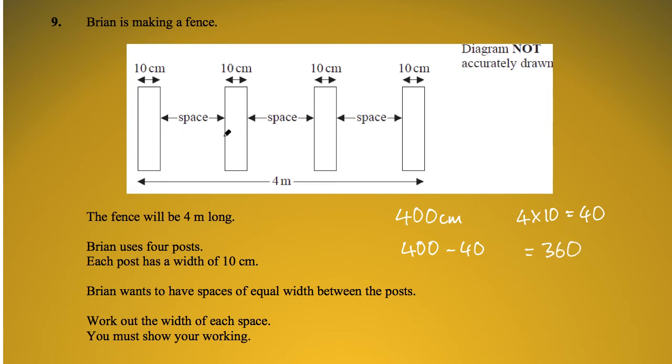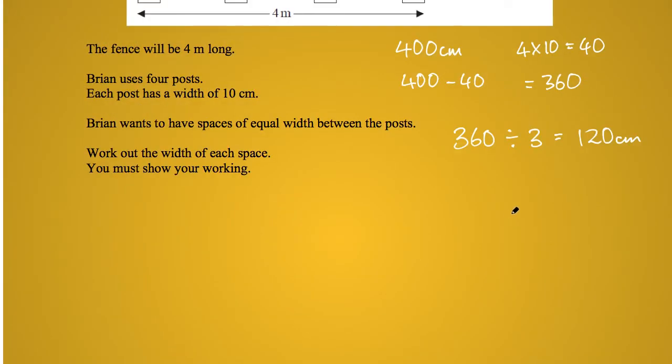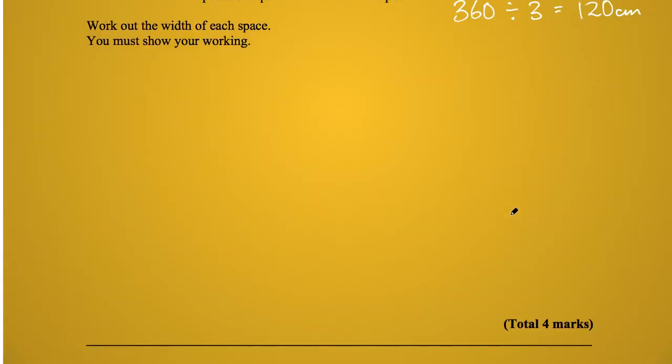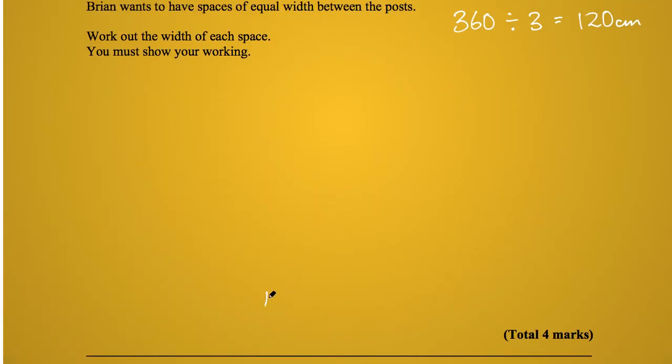And we can see from the diagram that despite there being 4 posts, the spaces in between those posts are 3. So if we want to know the length of each space, we're going to have to take that 360, divide it by 3, and get 120 centimeters. Let's have a look at what unit is given on the answer. Nothing on the answer line. So we can either leave it as 120 centimeters, or you could leave it as 1.2 meters. Both of those are correct.